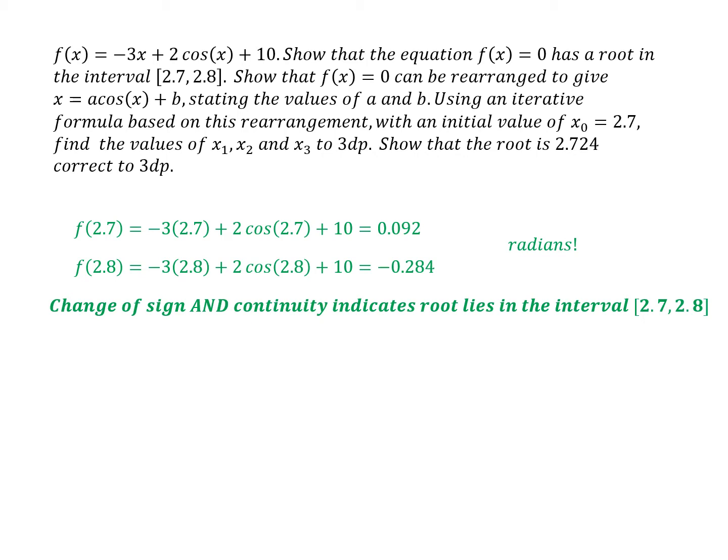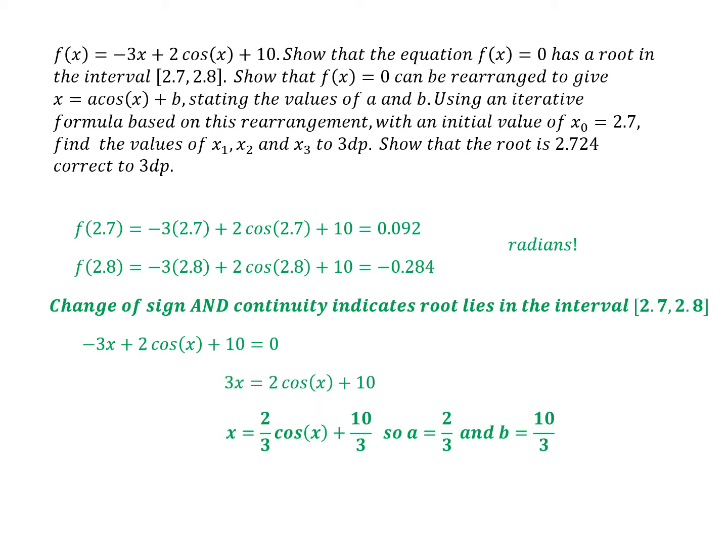So now we've got to show that the equation f of x equals 0 can be rearranged into this form here. So that equation there is f of x equals 0. If I take the minus 3x over to the other side, I get that. And then divide by 3, I get x is 2/3 cos x plus 10/3. So that tells me that the value of a is 2/3 and the value of b is 10/3. And I have to write those down to get the answer because the question asks me to state the values of a and b.